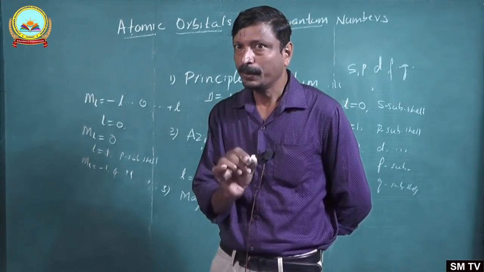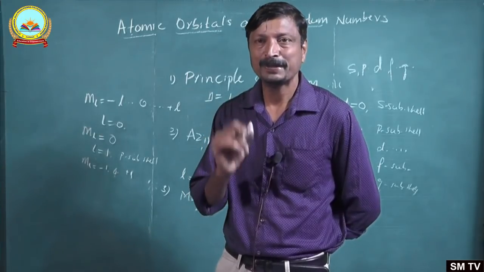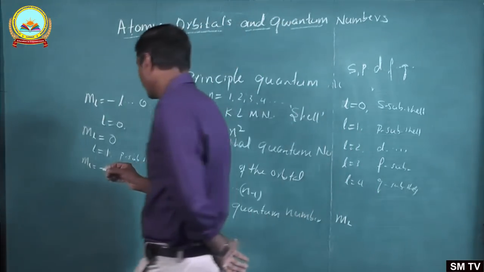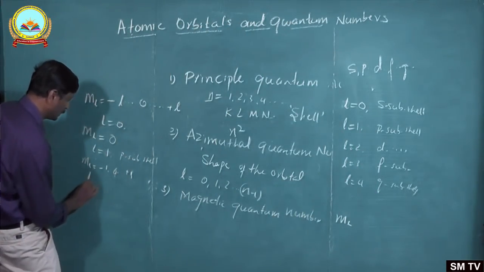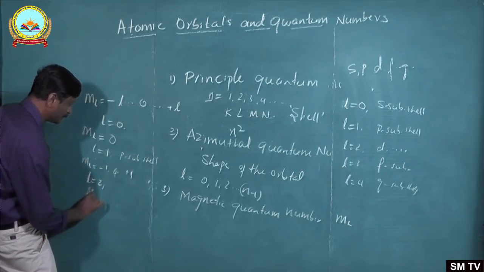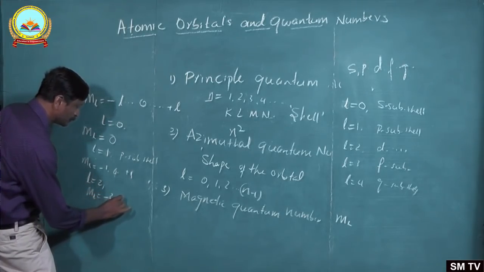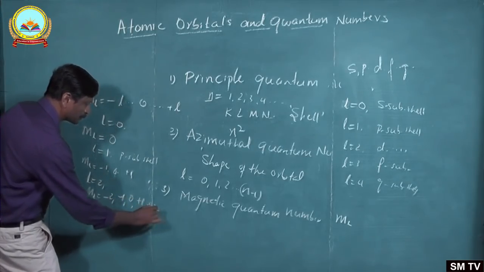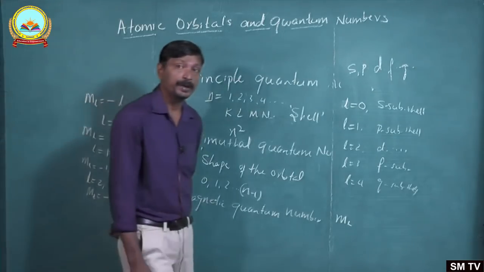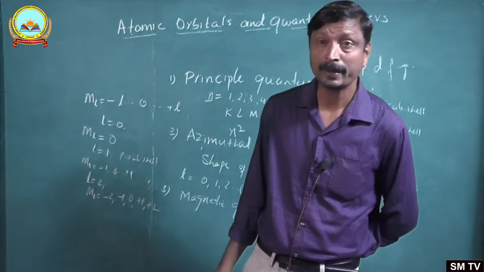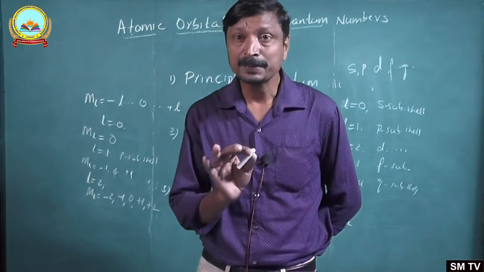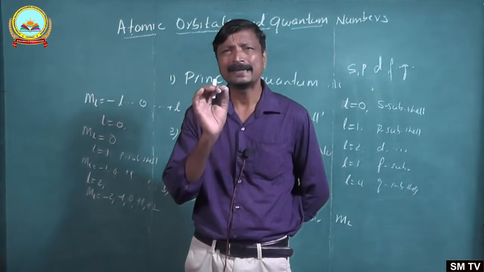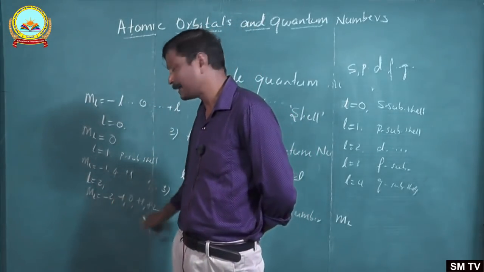L is equal to 1 means what? P subshell. How many orientations does the P subshell have? 3 orientations. So L is equal to 2, m_l is equal to minus 2, minus 1, 0, plus 1, plus 2. How many orientations? 5 orientations. L is equal to 2 means D subshell. The D subshell has 5 orientations. The minus 2, minus 1 are only the designation, no need to worry about the minus and plus.